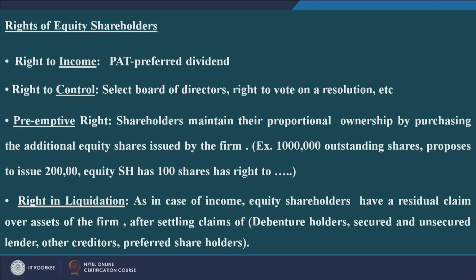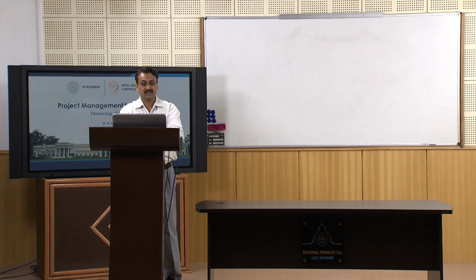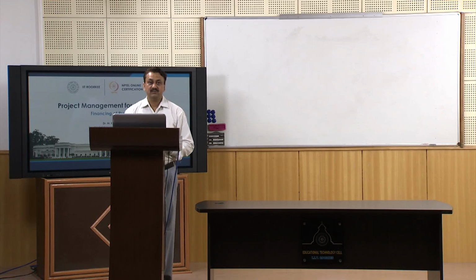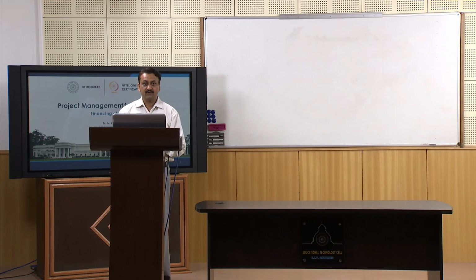Now, let us look at what the rights of equity shareholders are. They have got lots of rights. They have a right over income, and a right to control by way of voting, right. So, they would be selecting the board of directors through voting. Preemptive rights are those rights in which, whenever the company issues some more shares, they would be getting some preference.